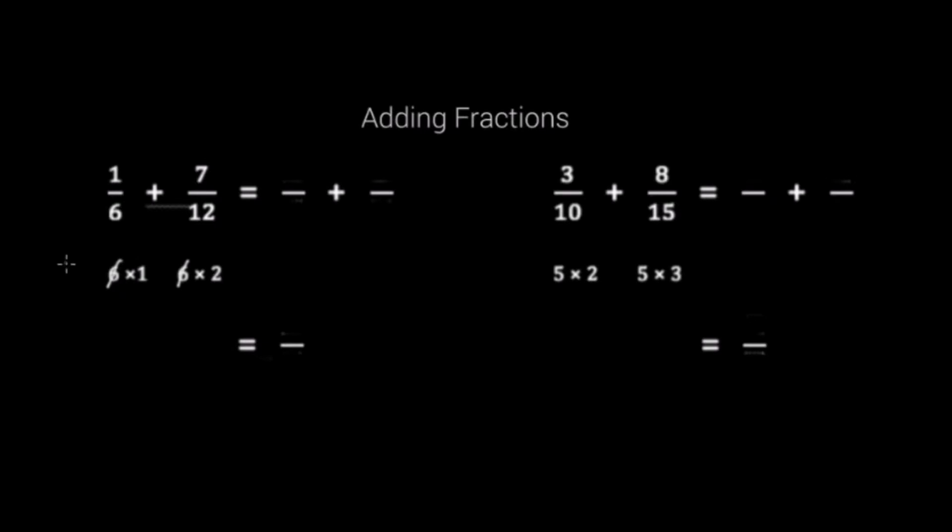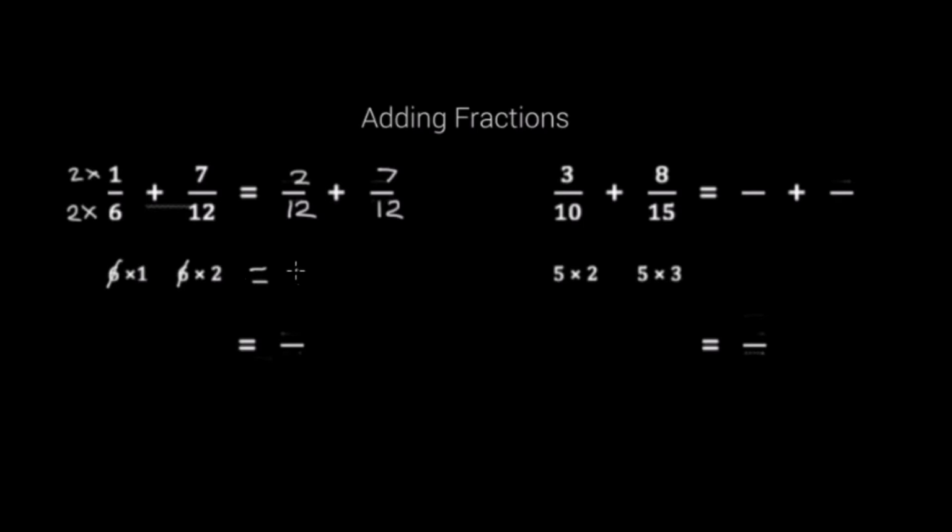So the 6 needs a 2, it doesn't have one, so we multiply the top and bottom of 1 over 6 by 2. So we put 2 times the 1 and 2 times the 6. We don't have to multiply by 1, so we now have 12 on the bottom of both fractions. So we go across. The first fraction is 2 over 12, so we write the 2 on top and the 12 underneath. And the second fraction is 7 over 12, so we have the 7 on the top and the 12 underneath.